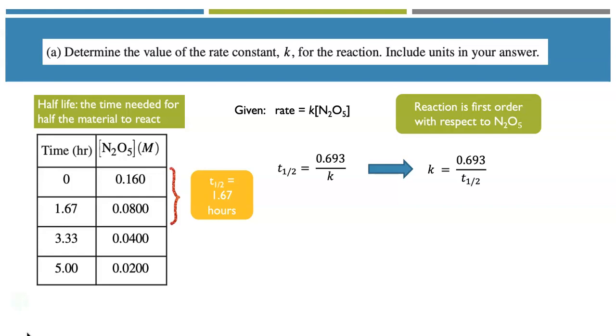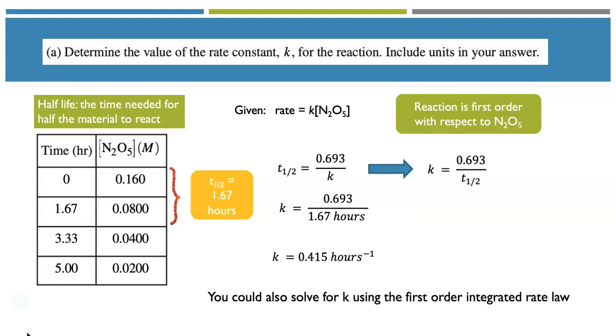So now that we know t1/2, we can substitute that into our expression for k and solve for k. So k is 0.693 over the half-life, which is 1.67 hours. That simplifies to 0.415 inverse hours. I do want to mention that you could also solve for k using the first order integrated rate law, since we do know it's a first order reaction.